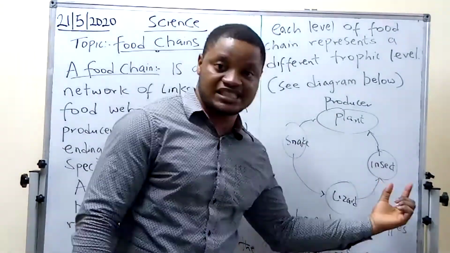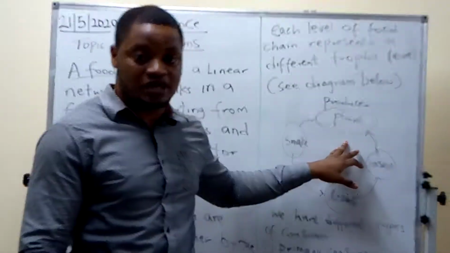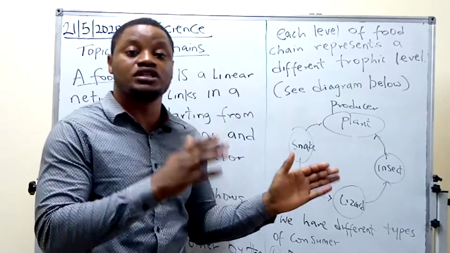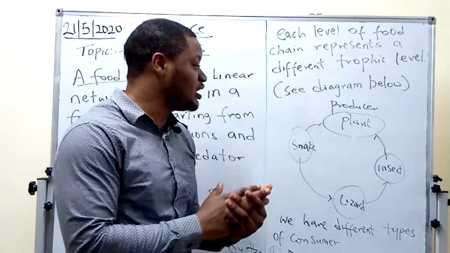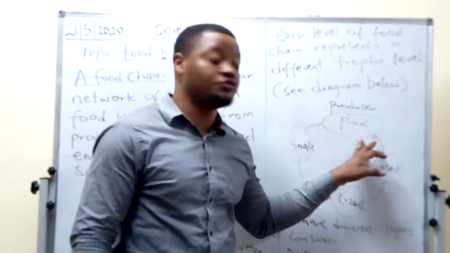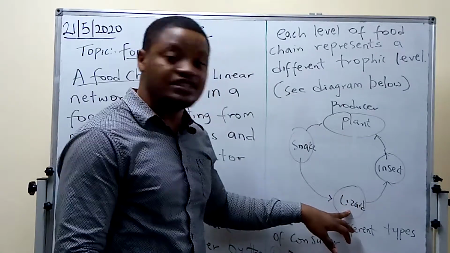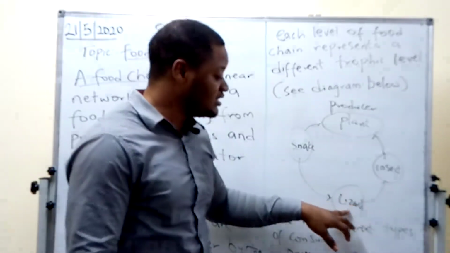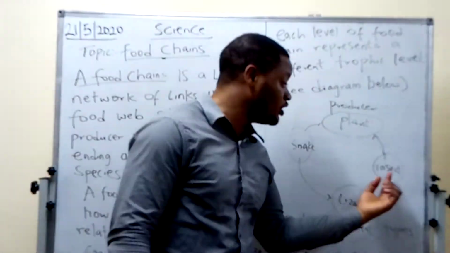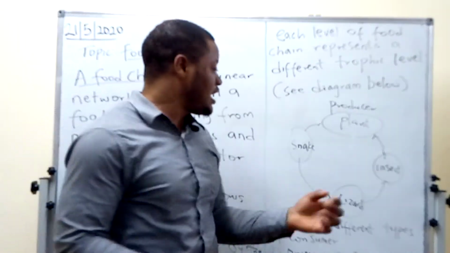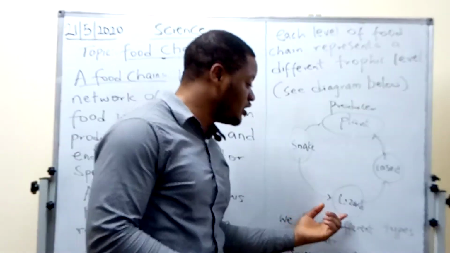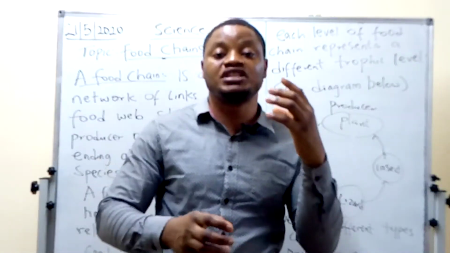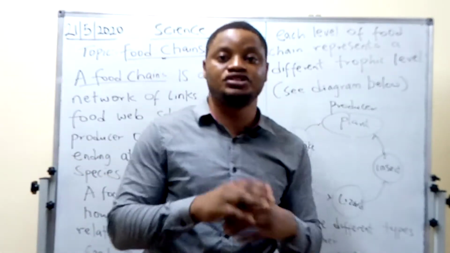Now we have insect. Insect feeds from plant. This is just a simple diagram that shows the relationship between producer and consumer. Insect, it feeds from what? From plant. We have lizard. Lizard feeds from insect. Lizard is a simple predator. Now we have snake. Snake feeds from lizard. Now this simple diagram shows the difference between the producer and the consumer.